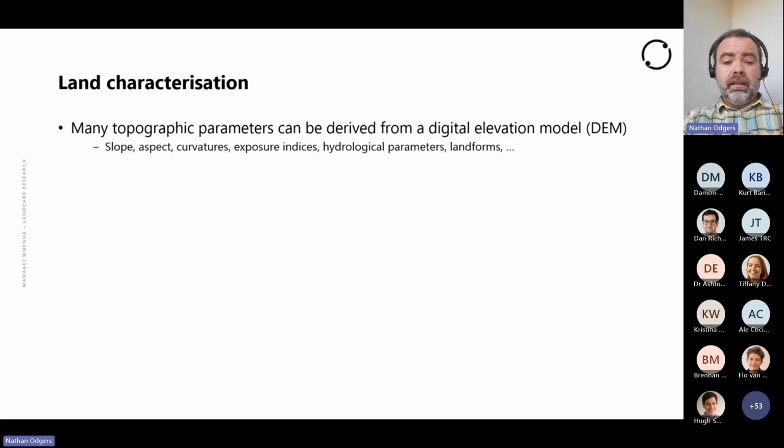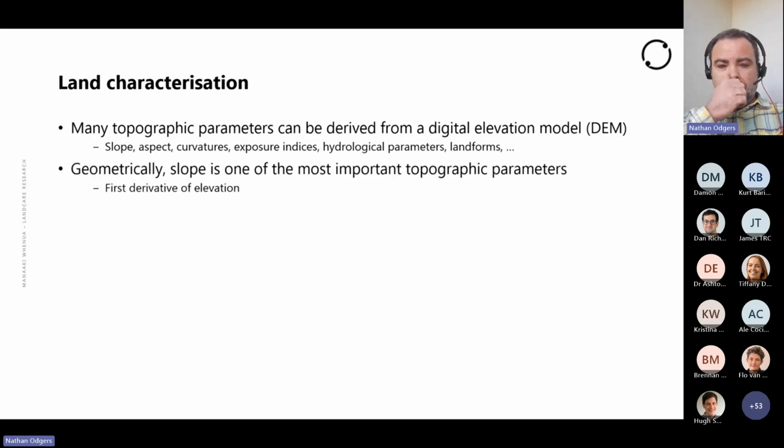sometimes some indices that tell us about how exposed a piece of land is, many parameters that tell us about how water moves through the landscape, and where the different kinds of landforms are and things like that. And I suppose of this list, Council was particularly interested in slope and having a better map of slope to help inform policy and land management decisions. And so that's what this talk's going to be about today.